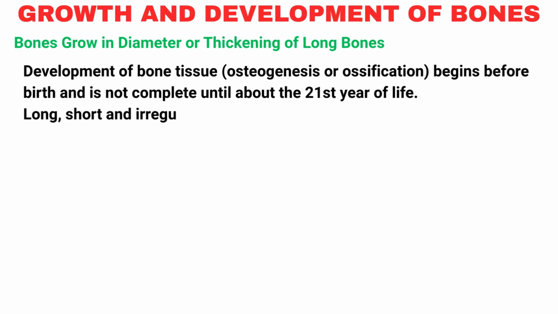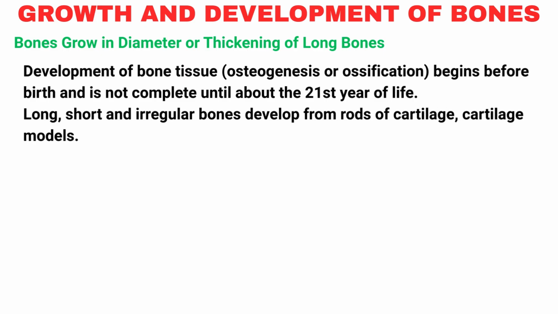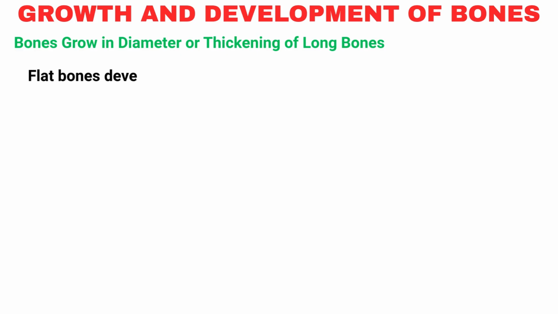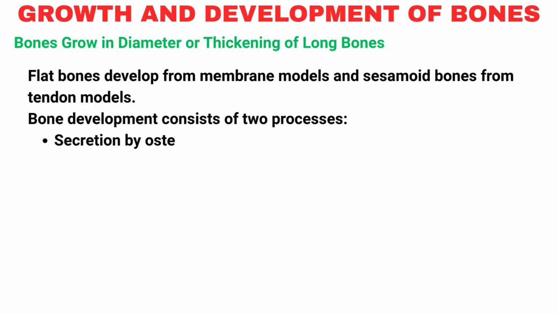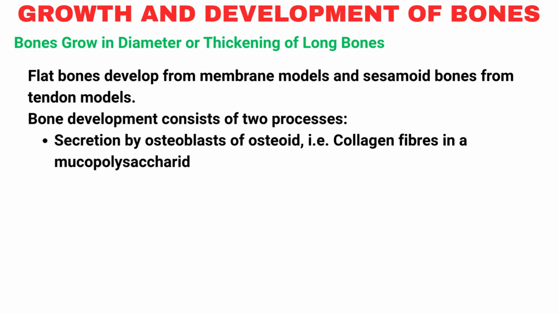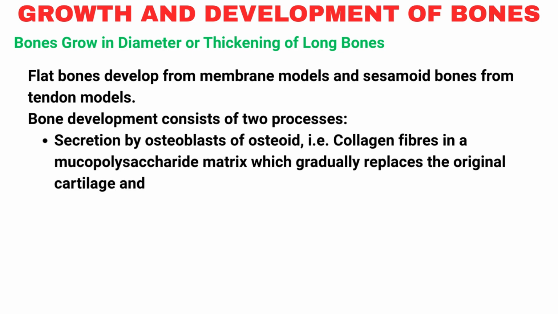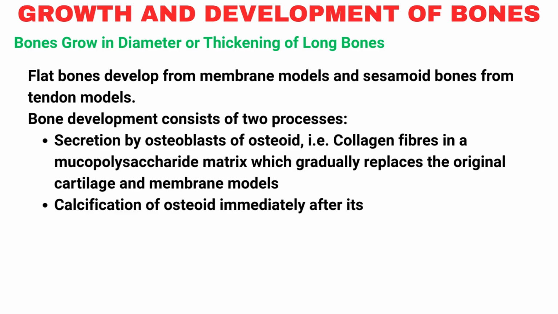Long, short, and irregular bones develop from rods of cartilage or cartilage models. Flat bones develop from membrane models and a sesamoid bone develops from tendon models. Bone development consists of two processes. First one is secretion by osteoblasts of osteoid, that is collagen fibers in a mucopolysaccharide matrix, which gradually replaces the original cartilage and membrane models. Next process is calcification of osteoid immediately after its deposition.